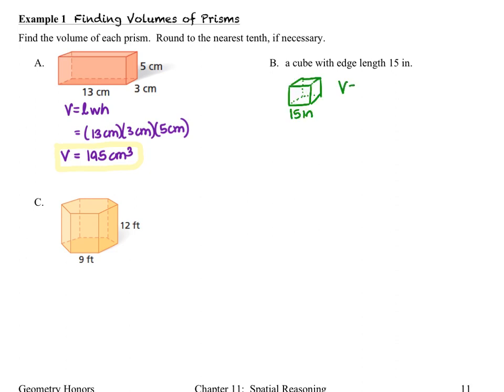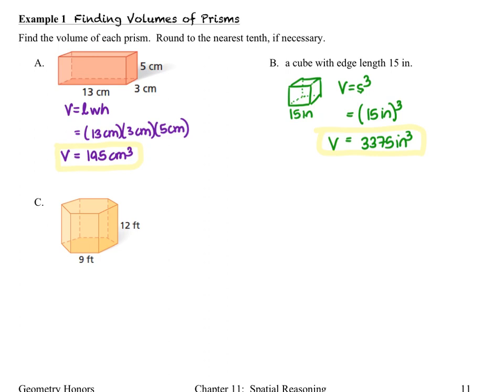Next, we're going to find in question B the volume of a cube with length 15 inches. We've already talked about the volume being side length cubed, so we're going to show our substitution, 15 inches cubed. And that means our volume is going to be 3,375 cubic inches.